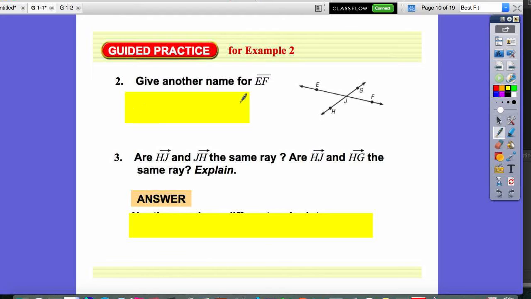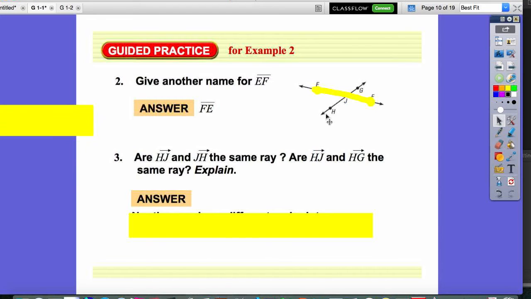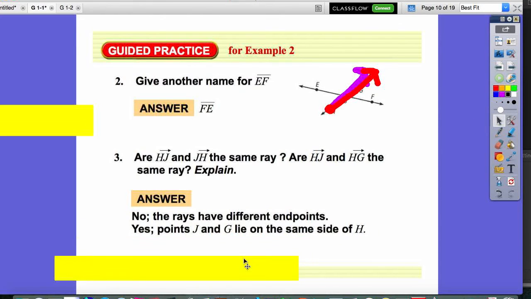And we're going to actually now do some guided practice. So another name for segment EF would be FE. And in this example, are HJ and JH the same ray? No, they do share a part of that segment in common, but they're starting at different points and traveling in different directions. Are HJ and HG the same ray? They are. They both start at H and travel in the same direction.